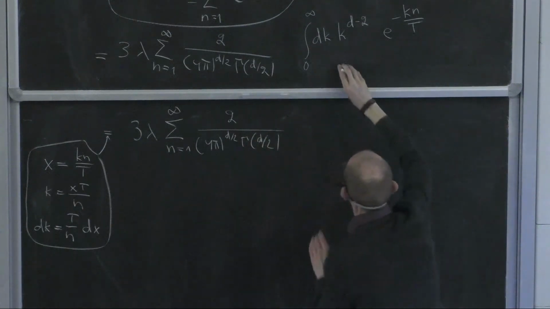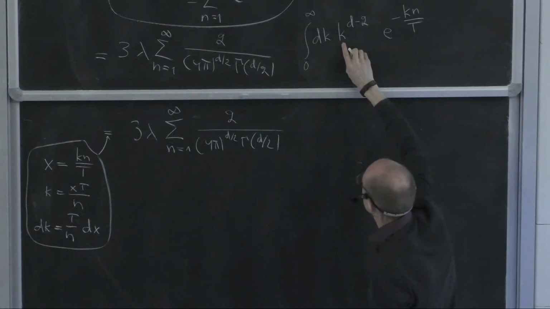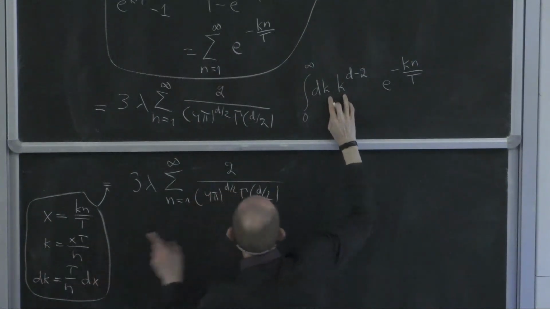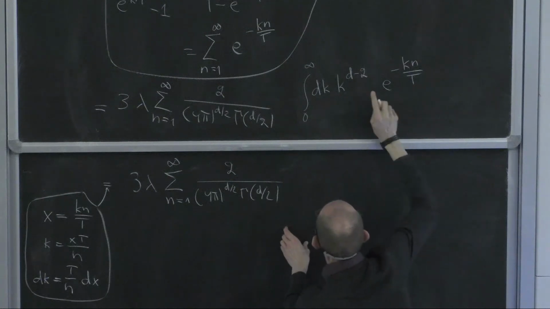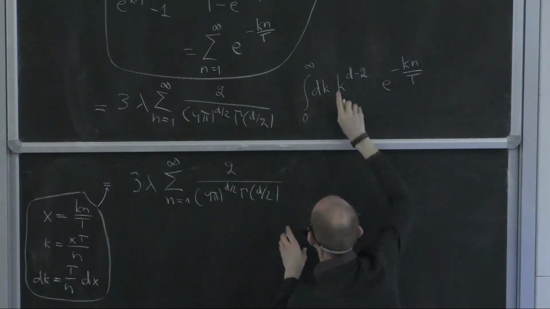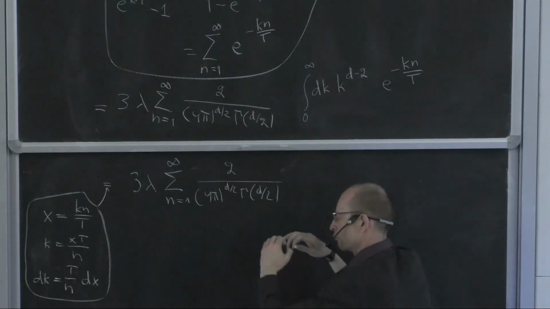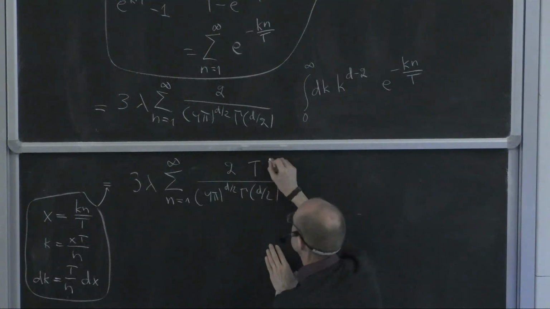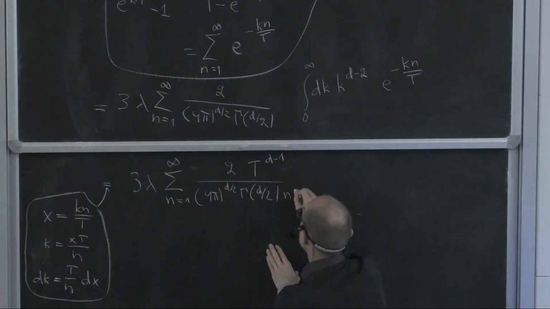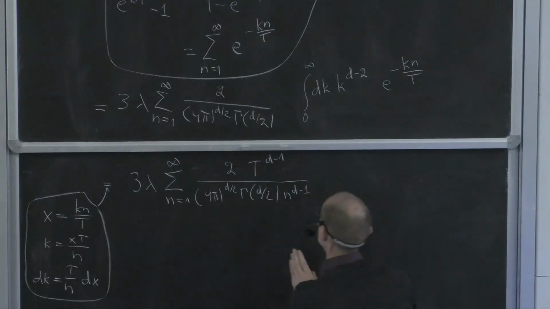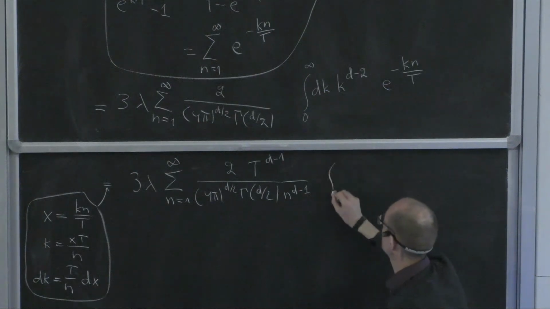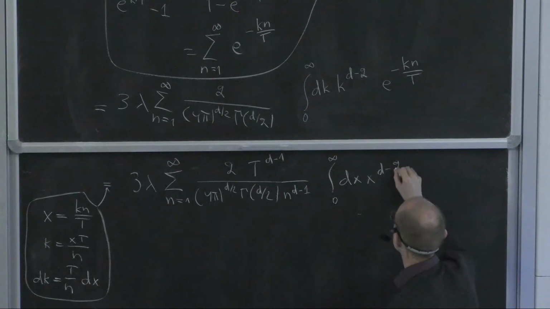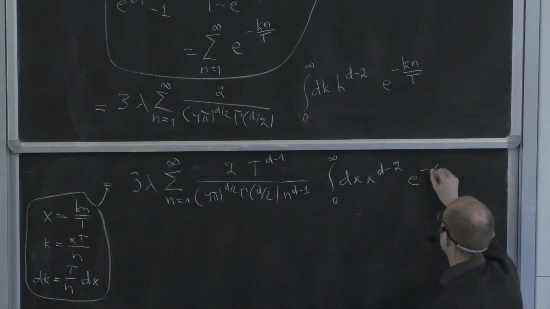And now what we get from the scaling is here I have once dk, and then I have k to d minus 1. And these are both scaled in the same way, namely by t over n. And so in total then d minus 1 plus 1. So d minus 2 plus 1, so d minus 1. So I have to put t over n to power d minus 1. So I put here t to d minus 1, and I have n to d minus 1 downstairs. And then I'm left over with integral 0 to infinity, now with dx, x to d minus 2, here it's still d minus 2, and e to minus x.